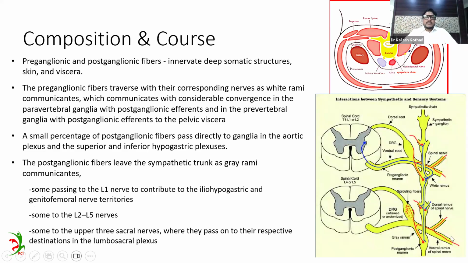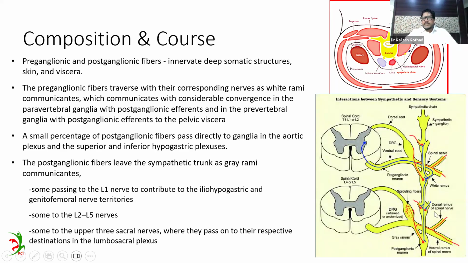Now, this is a very important slide because it shows us what the preganglionic and postganglionic fibers are innervating. So basically, they innervate deep somatic structures, skin, and viscera. So that is why we use this block for the blockade of sympathetic pain coming from the lower limb and also from the viscera.